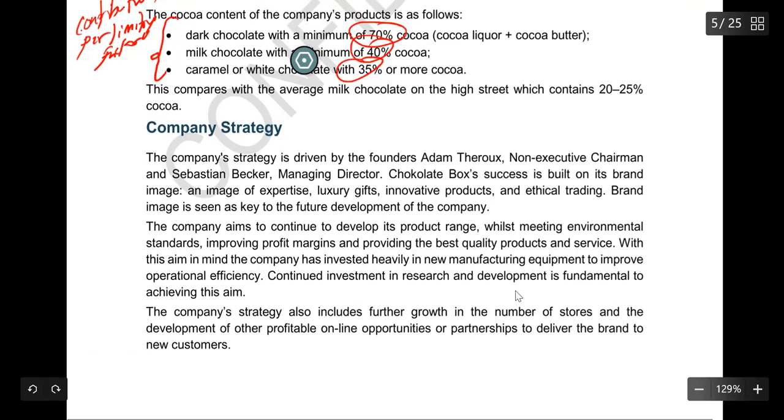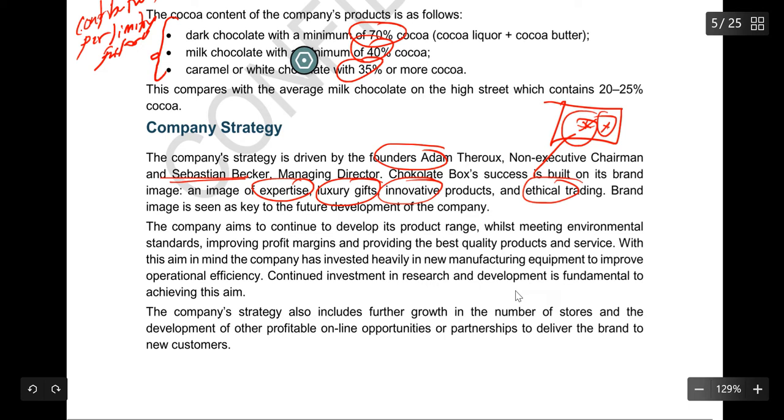And then the company strategy that is mentioned here. The company strategy is driven by the founder Adam Thorax, non-executive chairman, and Sebastian Becker, managing director. The chocolate box's success is built on the brand image of expertise, luxury gift, innovative products, and ethical trading. So I will just put a star for this, ethical trading, students. This company is a listed company. So ethics is very, very important because we are unaware of who the major investors are, whether they have institutional investors. We are confused at the moment because of lack of information.